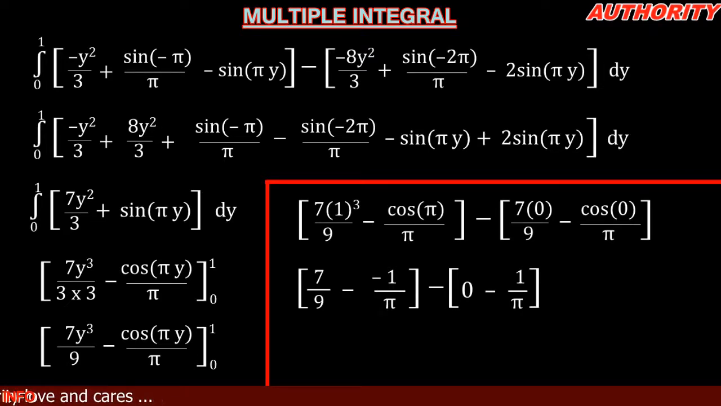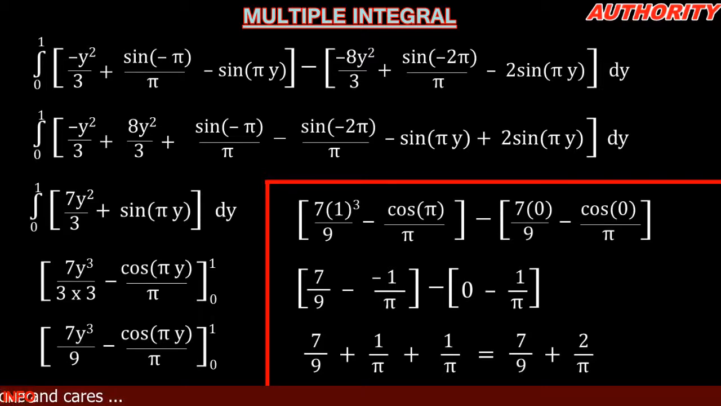All right, good. So here we have 7 all over 9 minus minus 1 all over pi, which is going to give you plus 1 all over pi. Now we have minus. In this bracket, we have 0 minus 1 all over pi, which is minus 1 all over pi. Then opening the bracket, we have minus times minus 1 all over pi, which gives you plus 1 all over pi. So here we have 7 all over 9 plus 1 all over pi plus 1 all over pi. Okay, so 1 all over pi plus 1 all over pi is going to give you 2 all over pi. So here we have 7 all over 9 plus 2 all over pi.